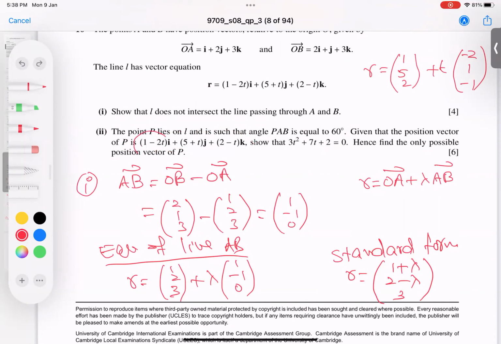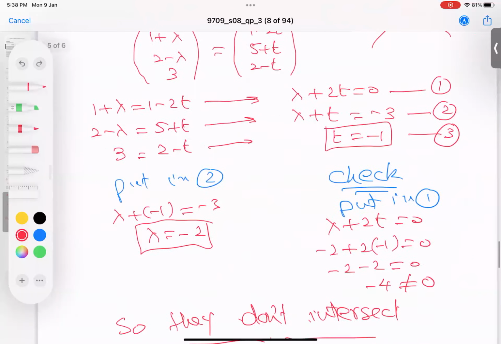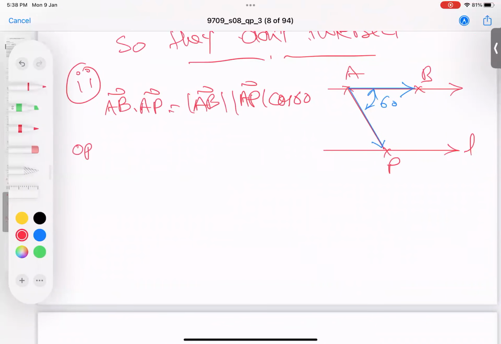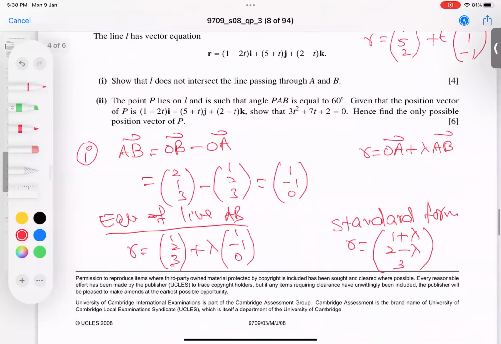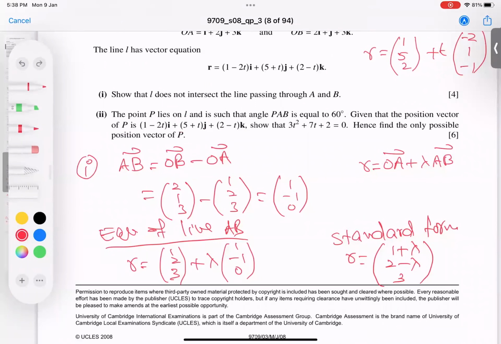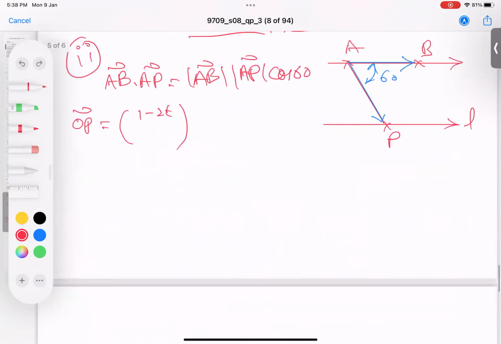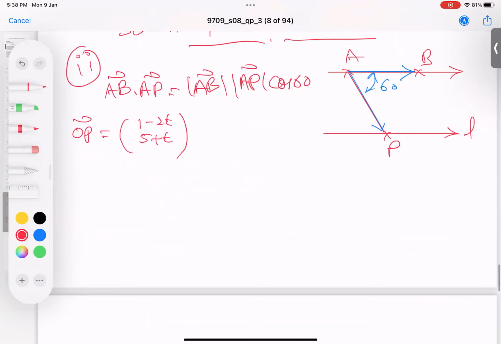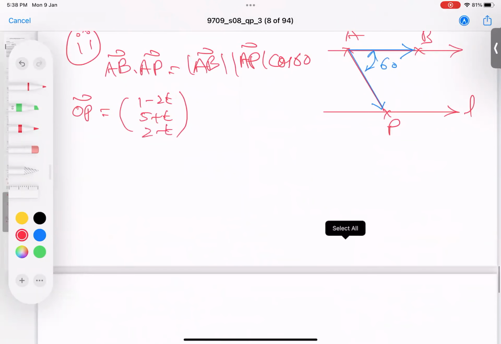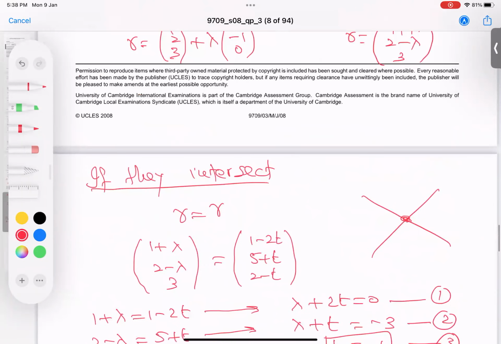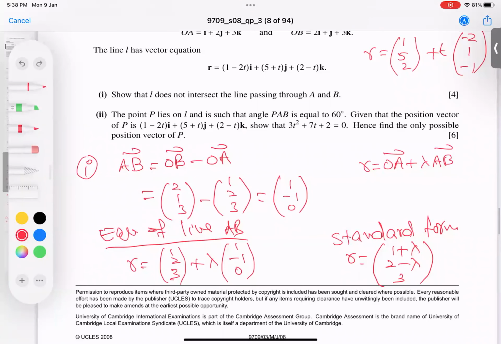So I'm writing 1 minus 2t. So OP is equal to 1 minus 2t. And what are the other components? 5 plus t. So I'm writing 5 plus t. And the third one is 2 minus t. Let me recheck because small mistakes happen when bringing a problem here. 2 minus t, correct. So I have OP.